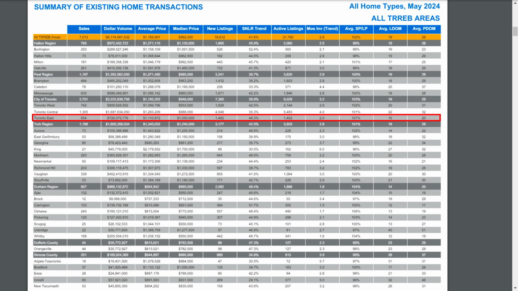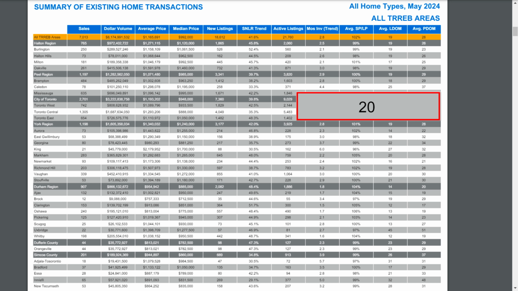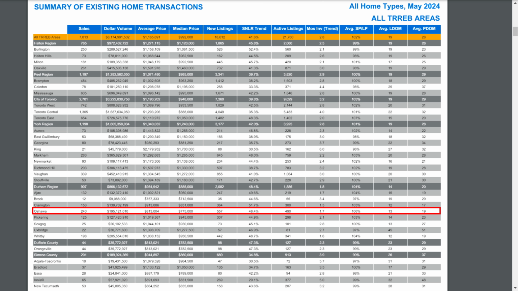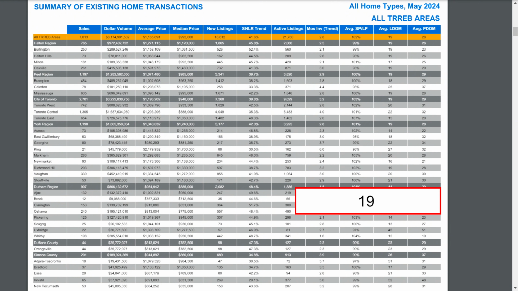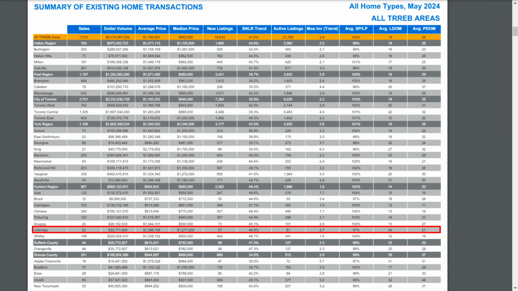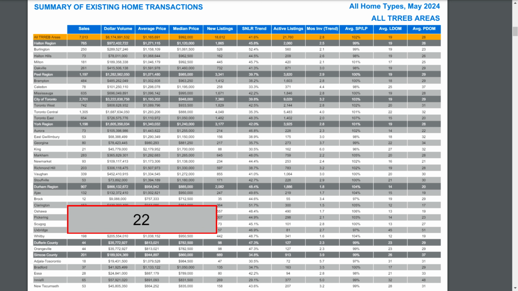For example, the Toronto East might be the winner with a 107% ratio and 20 days on market. Oshawa is also quite hot with a 106% ratio and 19 days on market. Conversely, Uxbridge appears to be the slowest market with a 97% ratio and 51 days on market. However, keep in mind that Uxbridge only has a sample size of 22 sales, which isn't a lot of data. Remember what I said about sample size earlier?